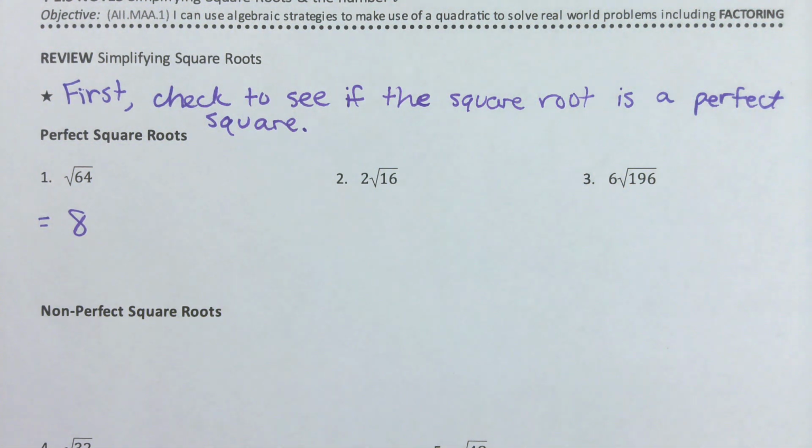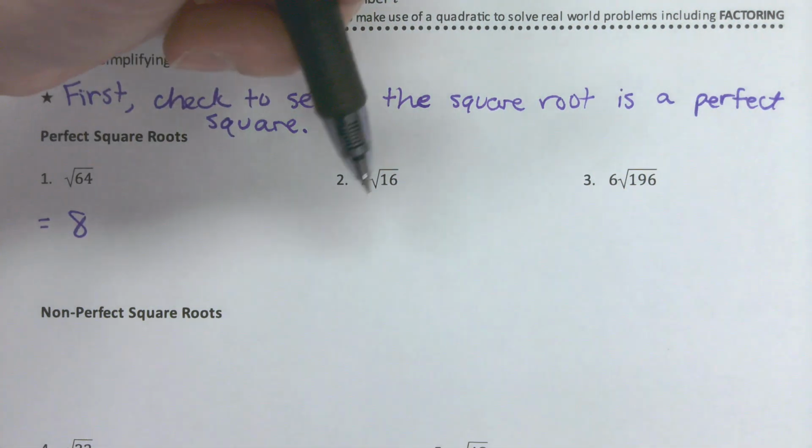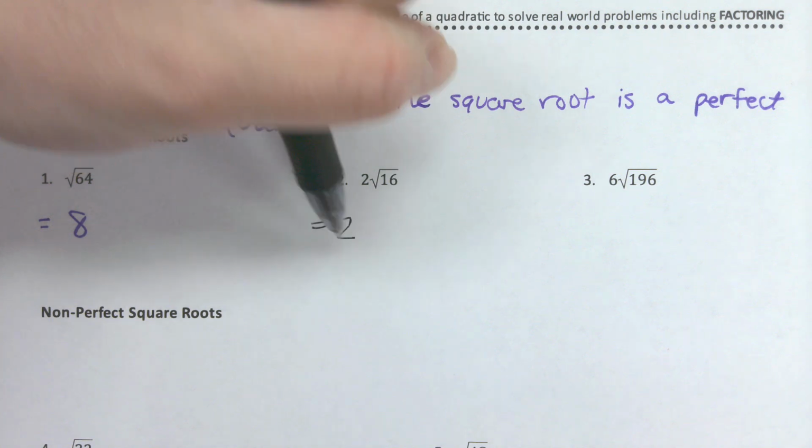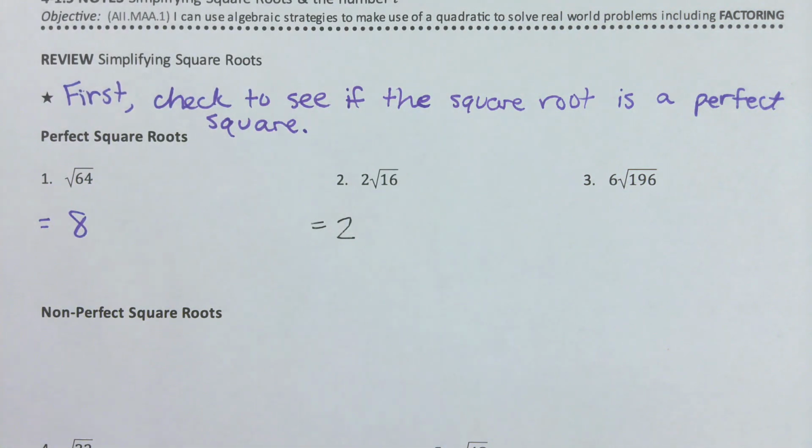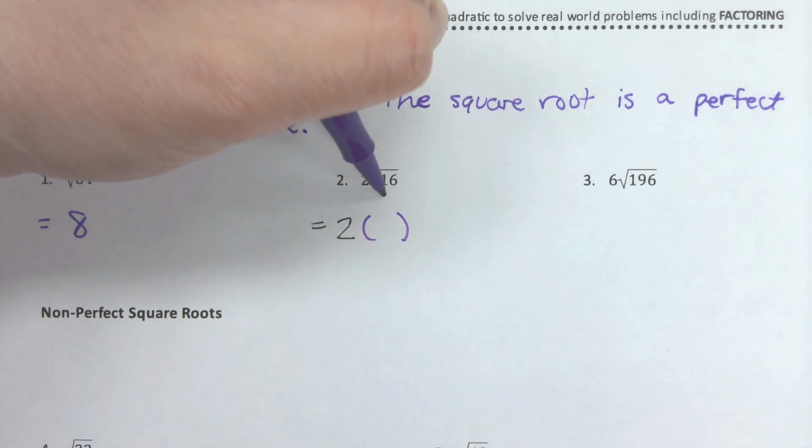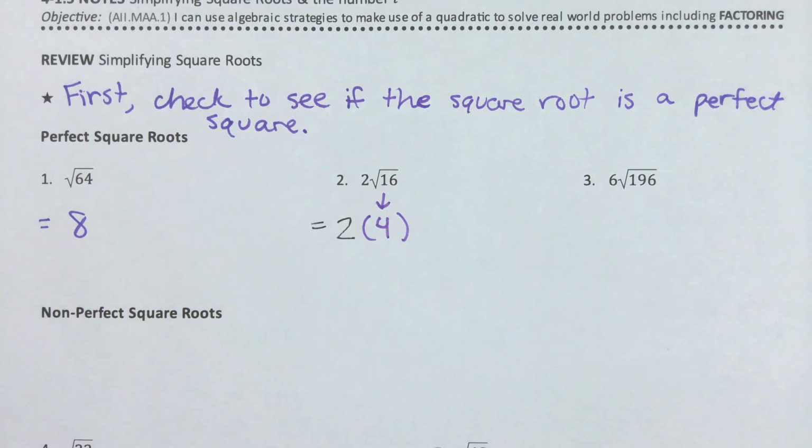Number 2, this one has a little extra to it. This is 2 times the square root of 16, square root of 16 being 4, and 2 times 4 is 8.